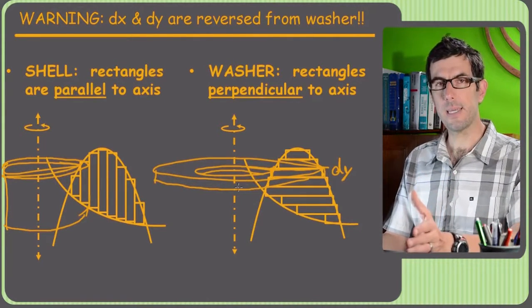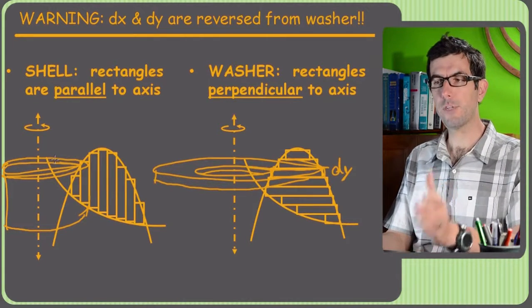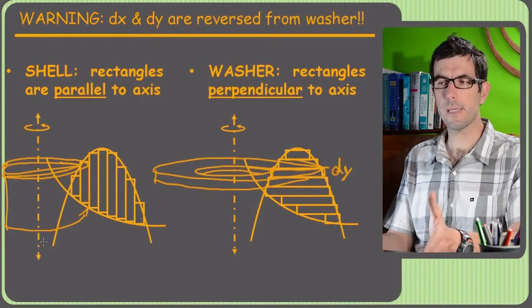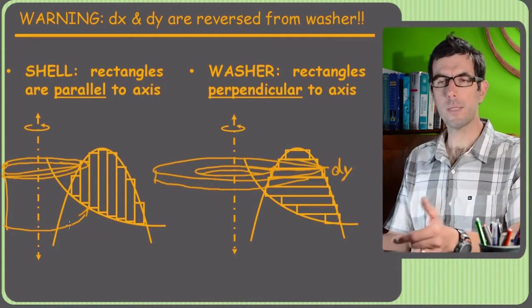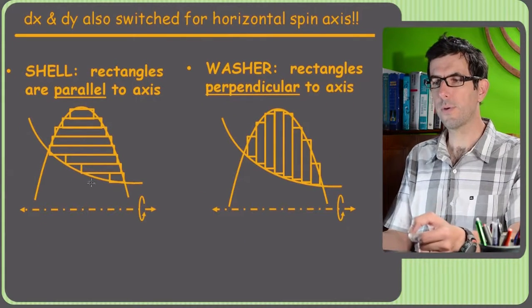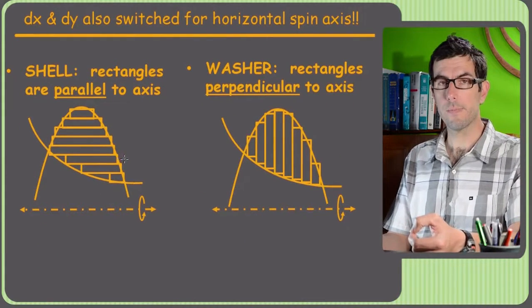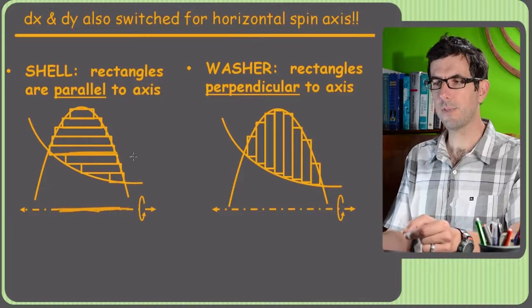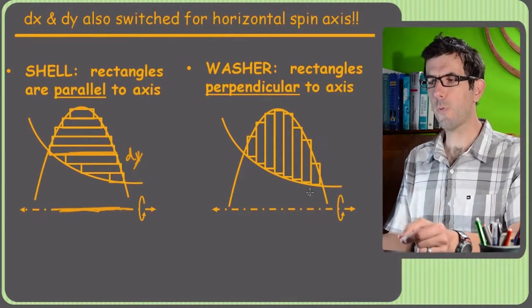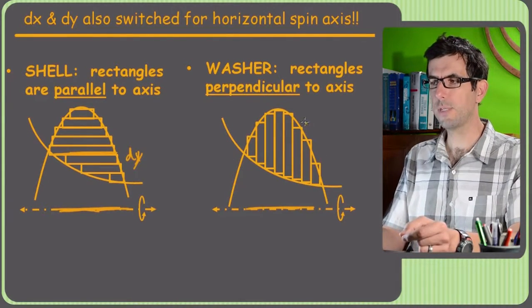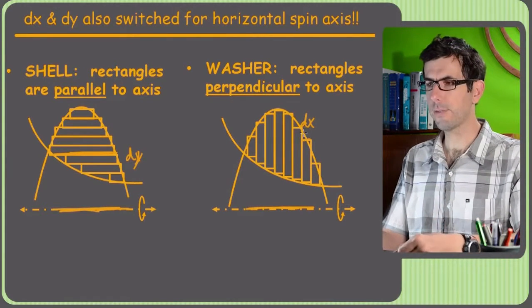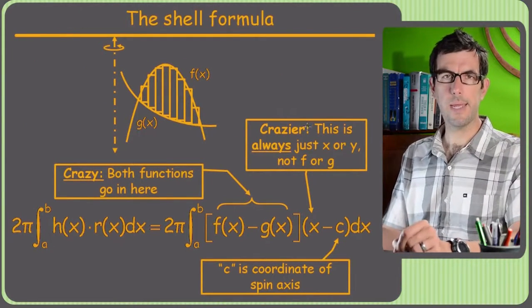So that's the key thing to remember: for the shell method, a vertical axis gives you vertical rectangles, or a vertical axis gives you dx, and a horizontal axis, therefore, is going to give you dy. So it's the switcheroo. Shell method, horizontal spin axis gives you dy, whereas for washers, horizontal spin axis gives you dx. There are little rectangles the other way, so their width is going to be in the dx direction. All right, so all that said, here is our formula.